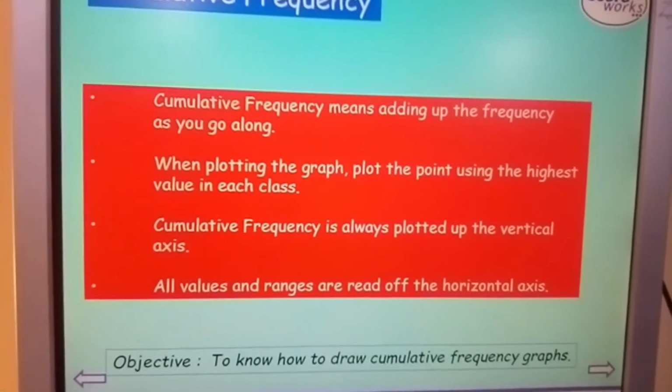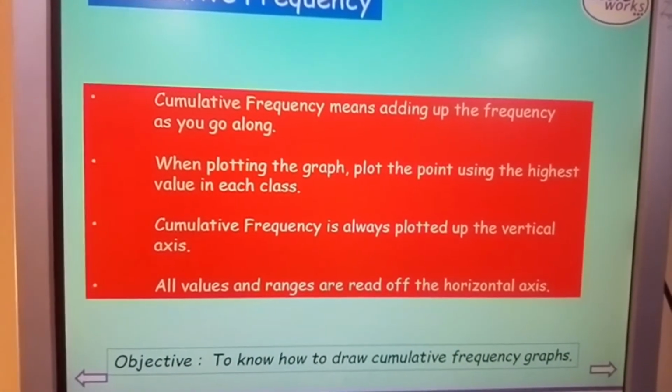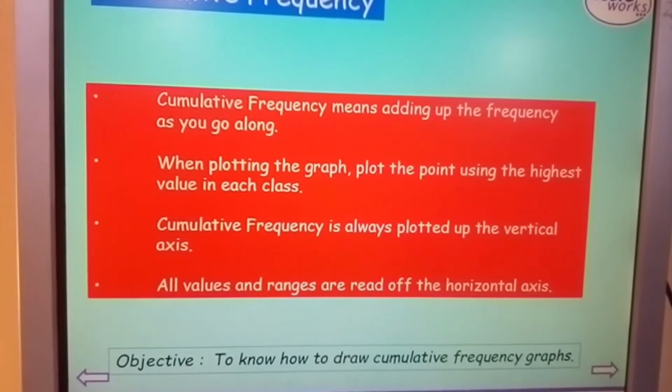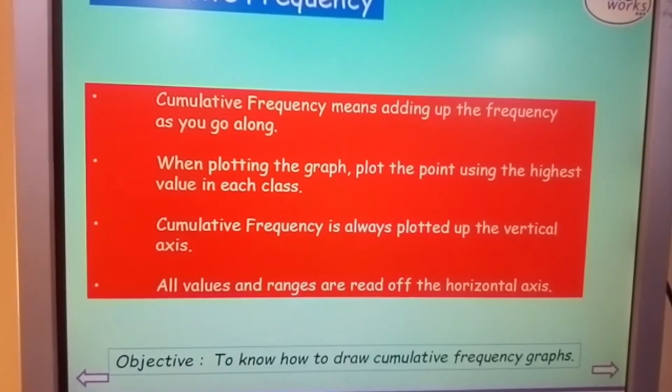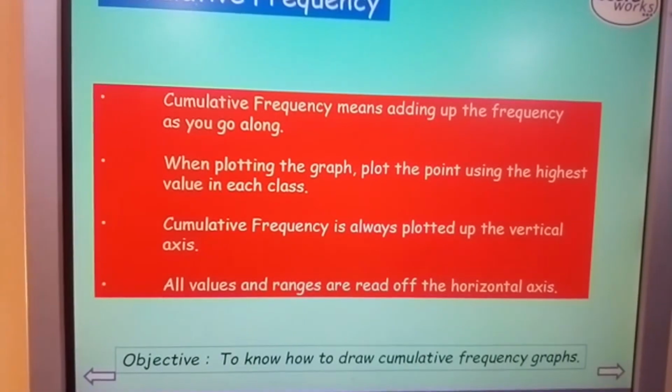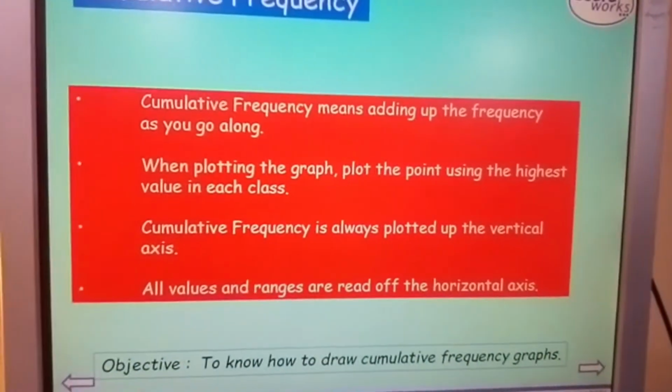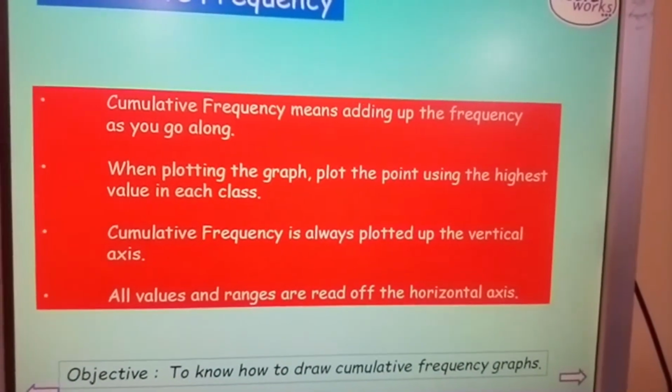Now cumulative frequency. Cumulative frequency means adding up the frequency as you go along. When plotting a graph, plot the point using the highest value in each class. Cumulative frequency is always plotted up the vertical axis. All values and ranges are read off the horizontal axis. Okay, so let's have a look at that.